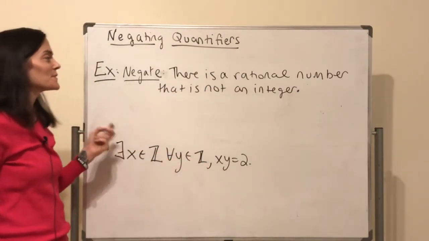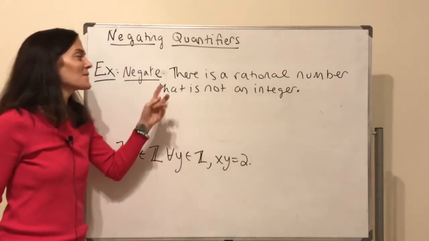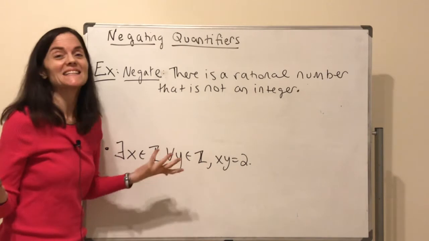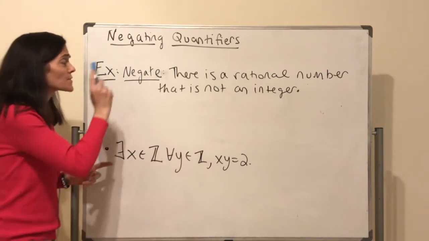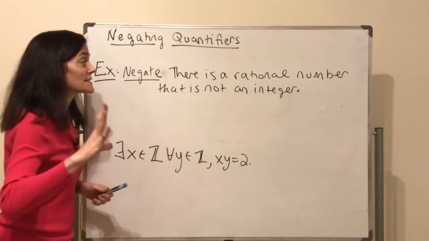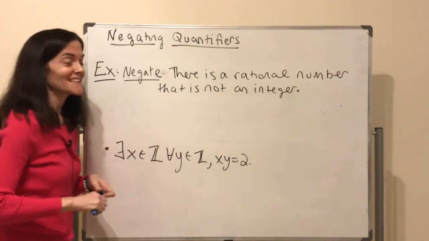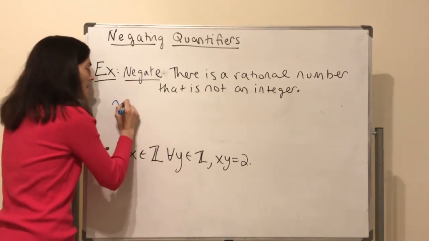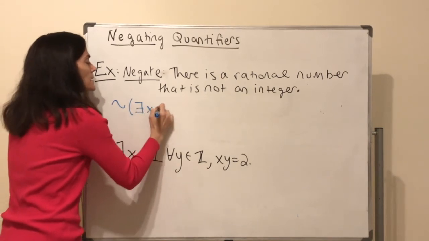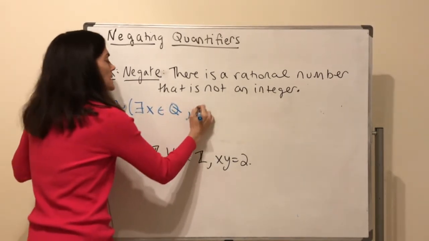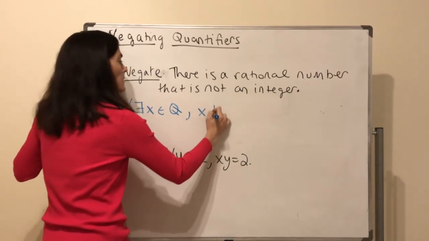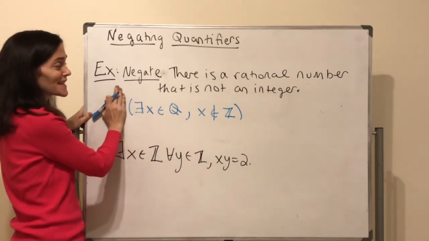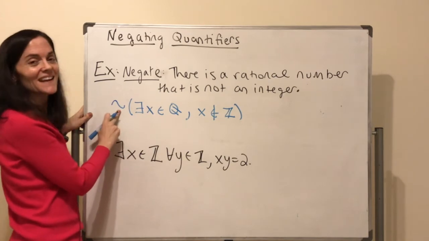Here are two examples. The first, we will make sure that we state the negation using words, and then the second one, I will just leave as it was handed to me, which is using symbols. So the first one says, there is a rational number that is not an integer. Let's write this in symbols just to practice. So we want to negate. So what we want is not there exists a rational number x such that x is not an integer. This is what we want, right? This is the statement. There is a rational number that's not an integer, and we want the negation.